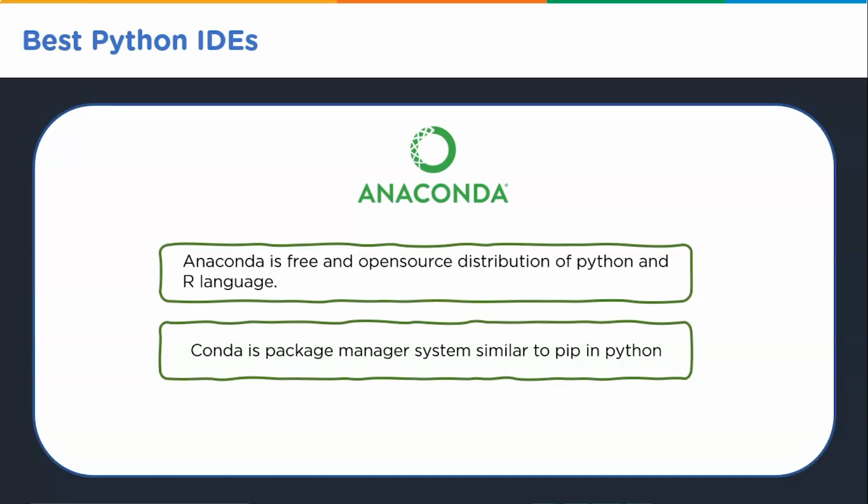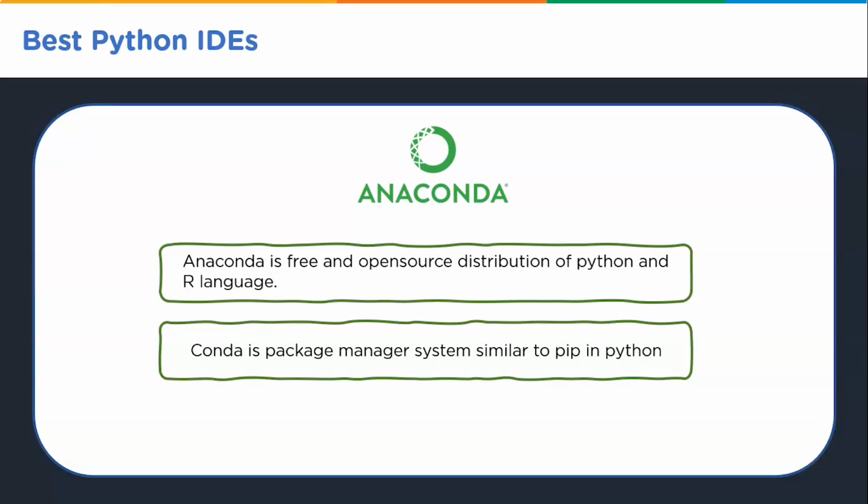Now we will see what Anaconda is. Anaconda is a free and open source distribution of Python and R language. Here we have Conda, which is a package manager system similar to pip in Python. So now we will see how to download Anaconda and then we will explore its features.